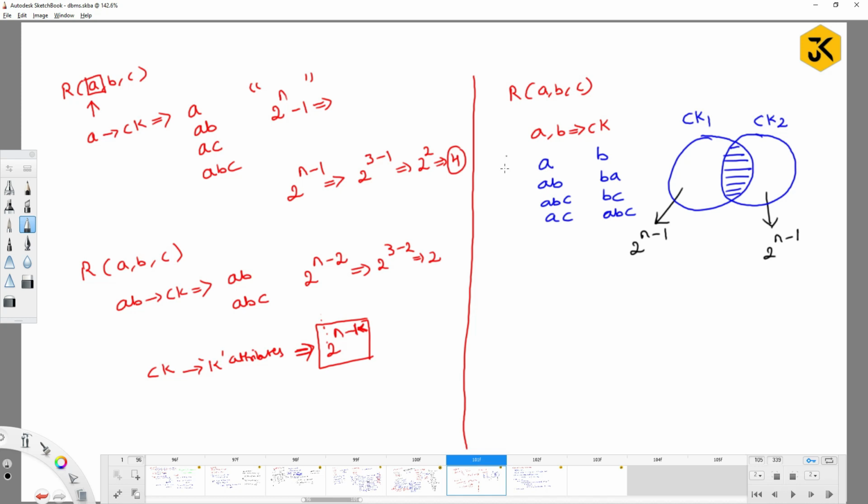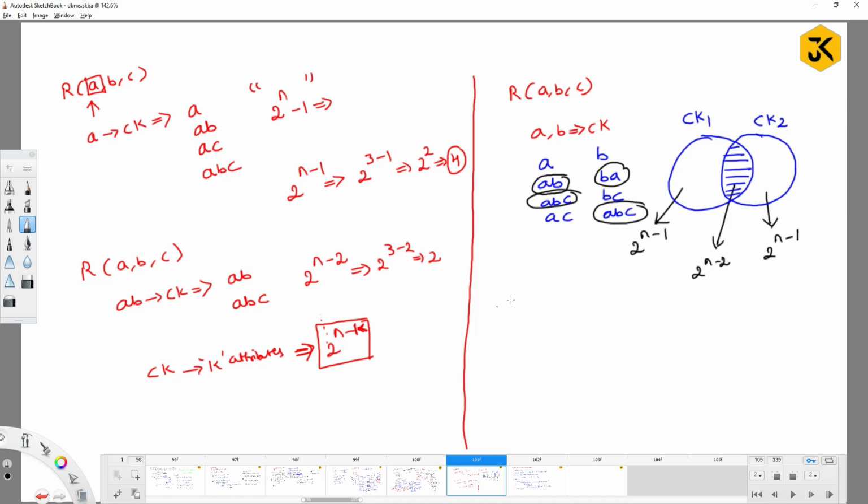And there are certain things which are common. AB is common and ABC is common, right? So you have to identify the things which are common to both of the candidate keys. Then what you can do? Can you make them as 2 power n minus 2? We can write it as 2 power n minus 2, right?